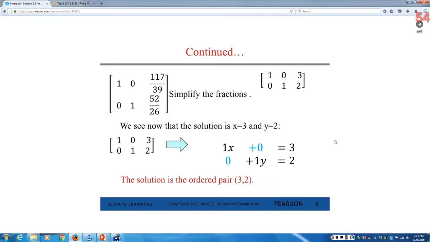Now, think about what it looks like if we put the variables back in. This is the raw fractions, and I simplified them out, and this is what I've got. So there's your reduced row echelon form. What this actually says right here and right here is that 1x plus no y's equals 3. That means x is 3. And this one says no x's plus 1y equals 2. So y is equal to 2. And the solution is the ordered pair 3, 2.